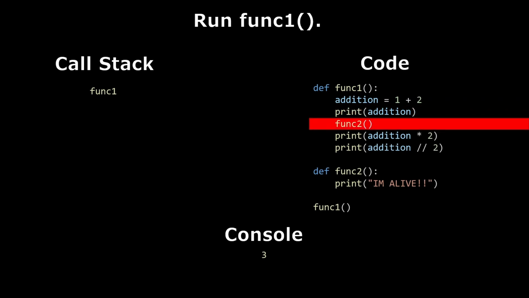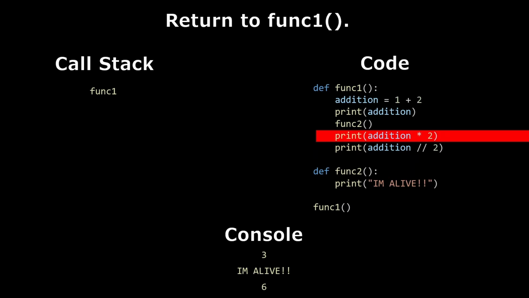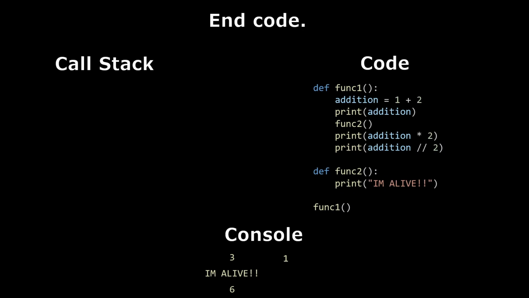Just like we discussed, every time you call a function, it gets added to the call stack. So that's exactly what happens here. On the left at the call stack, you can see function 2 has been added to the call stack. And of course, we're going to print "I'm alive" in the console here. Then function 2 disappears because we are no longer running function 2, so it is no longer in the call stack. We're going back to function 1. Now we're going to print addition times 2, which is 6. And then we're going to do integer division. If you do 3 divided by 2 and then floor the number, that's 1. And then, boom, you're ending the code and the call stack is now empty. And like I said earlier, typically when the call stack is empty, that means the program has ended.